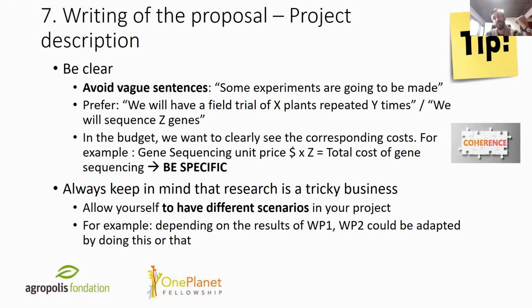In the same way, the coherence is that if you have a clear description of your experiments, it will allow you to have a clear budget for your experiments. For example, you say, we will sequence Z genes, 10 genes. One gene sequencing costs $100, so the sequencing price of the whole project is $1,000. What I mean is, be really specific, because being clear when you are writing a research project is being specific.